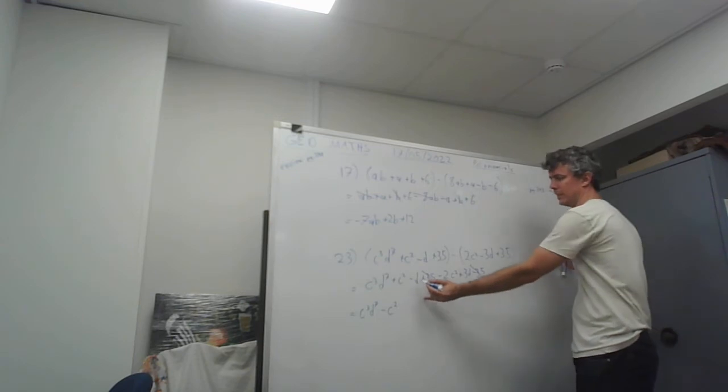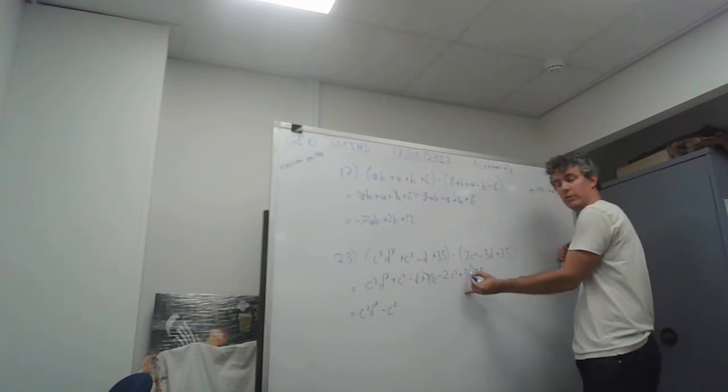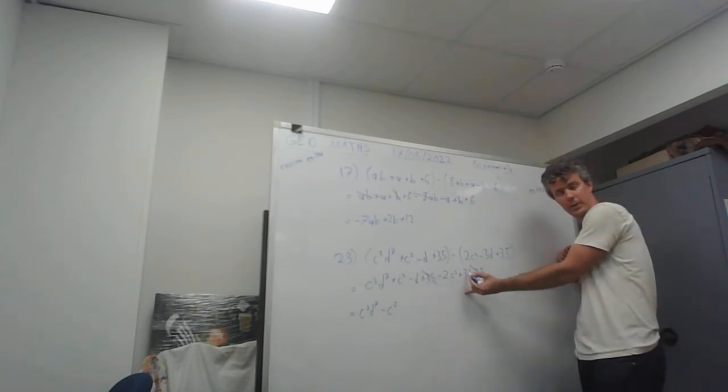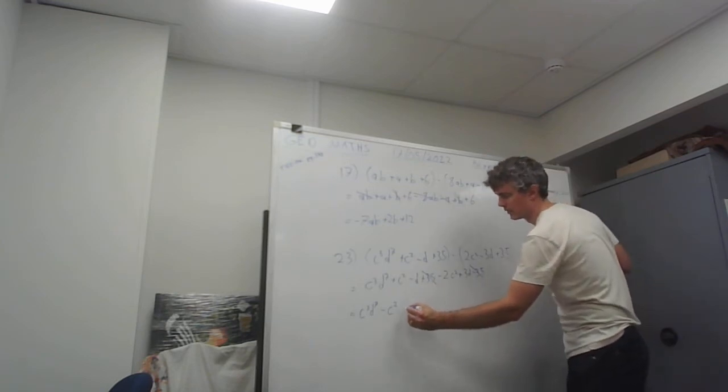And then finally we have D. Plus 2D here, minus D, and here's 3 positive. So minus 1 plus 3 is 2, that's plus 2D.